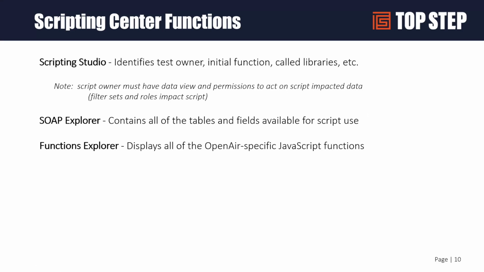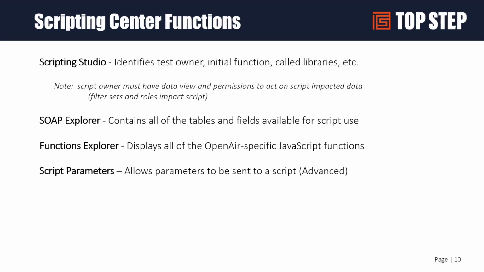The Functions Explorer will show you all of the OpenAir specific JavaScript functions. So this goes back to that OpenAir specific library I mentioned earlier. Using that Functions Explorer, you will be able to see all of the different OpenAir specific functions and their exact syntax as well, along with an example of how to use them. This can be also very, very handy if you're not quite sure how a certain function should be punctuated or formatted. This will show you.